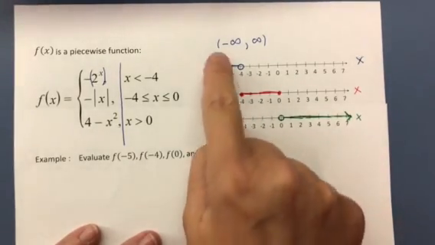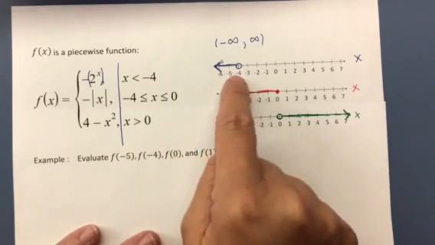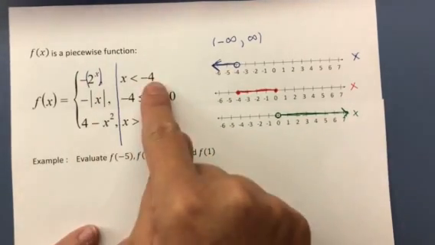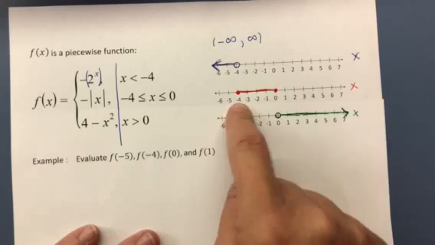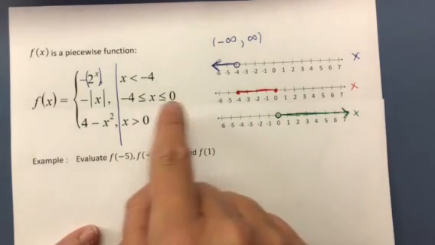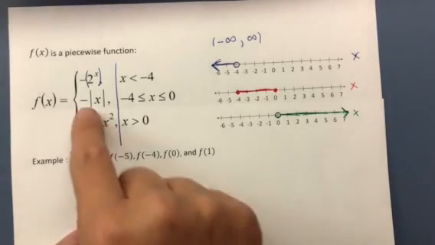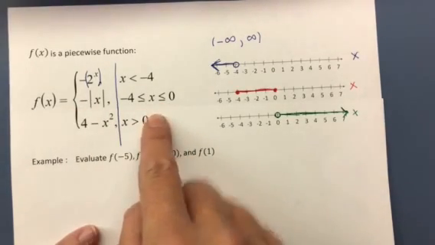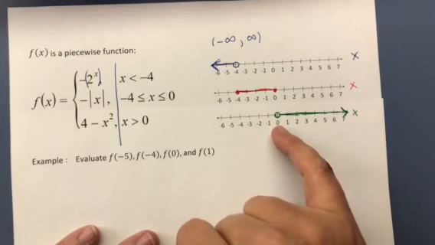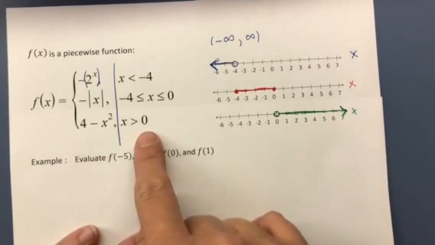So when I look at that, this domain is broken up. When it's anything less than -4, I use this function. When it's anything between -4 and 0, including -4 and 0, those endpoints, which we could think of almost like boundaries, I'm going to use this middle function. And then lastly, when our x value is anything greater than 0, I'm going to use this third function.